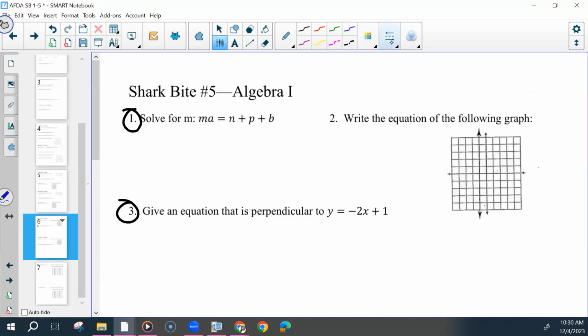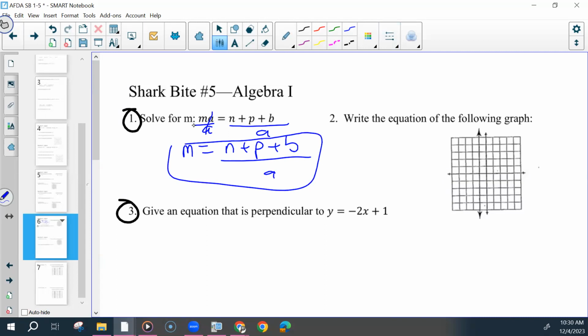For number 1, if we were solving for m, we have to get rid of a by doing what? Dividing. So we would divide both sides by a. They would cancel here. So m equals p plus b, all over a. Questions on that one?